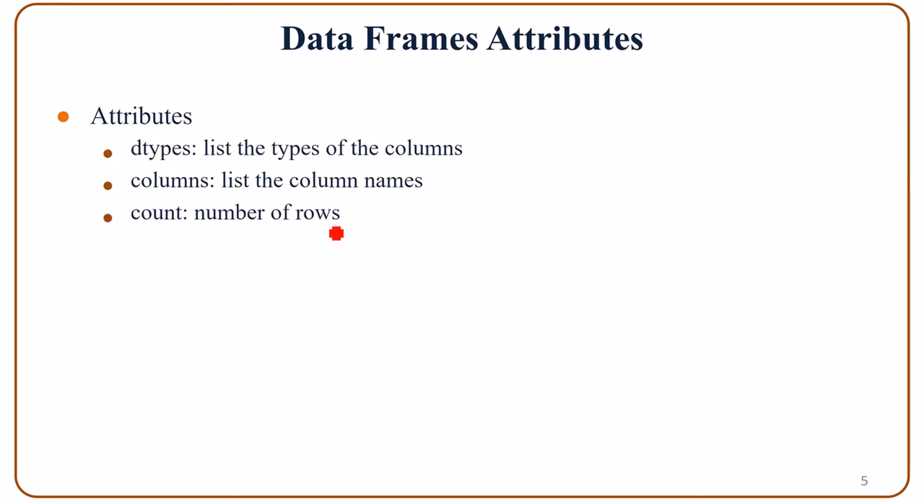There are a few common data frame attributes such as dtypes, very much like pandas data frames. The dtypes list the types of the columns in the data frame. Columns lists the column names and count is the number of rows in the data frame.